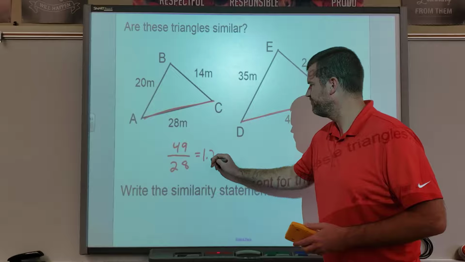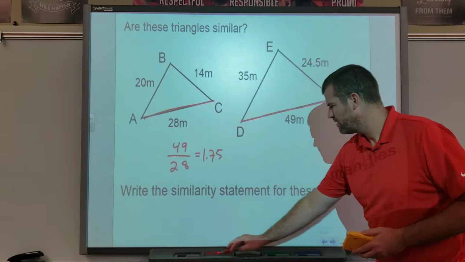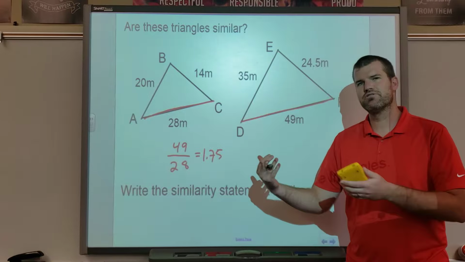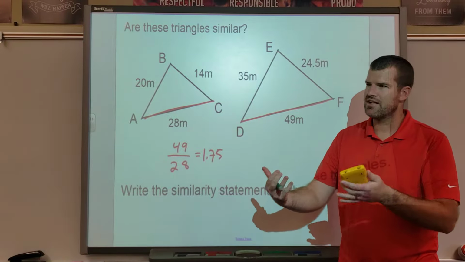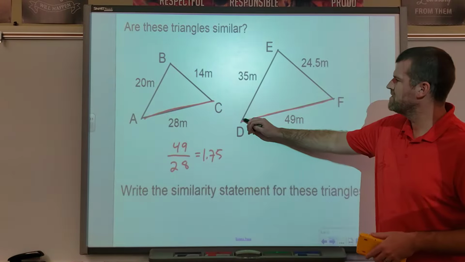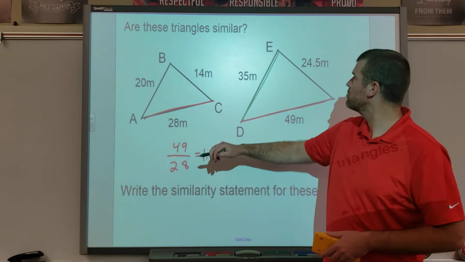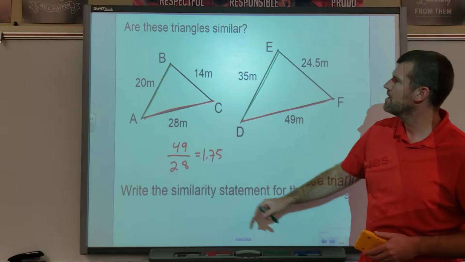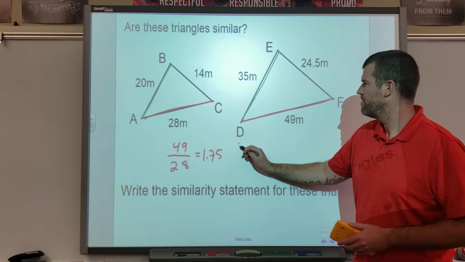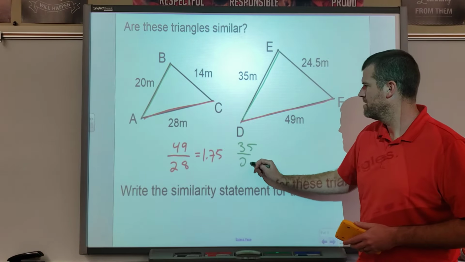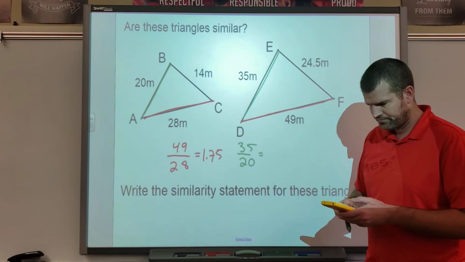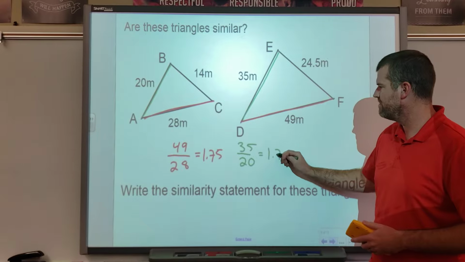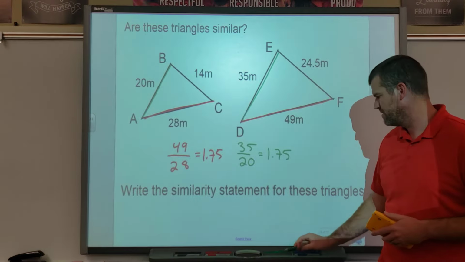1.75. Now I'm going to take the medium side, and you could go in different orders. You could do the small sides first, then the large sides, and then the medium. But as long as you match up each side with its correct corresponding side. So medium and medium. 35 divided by 20, which is 1.75. So those have the same scale factor.